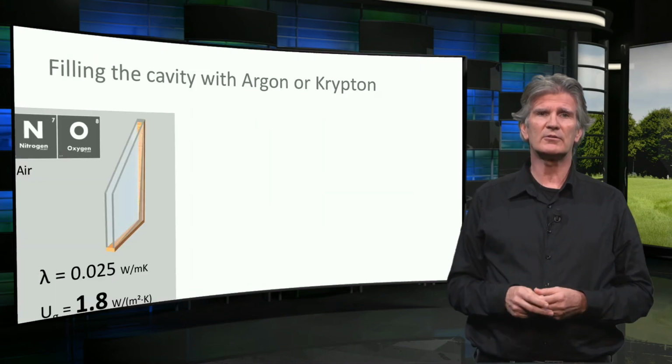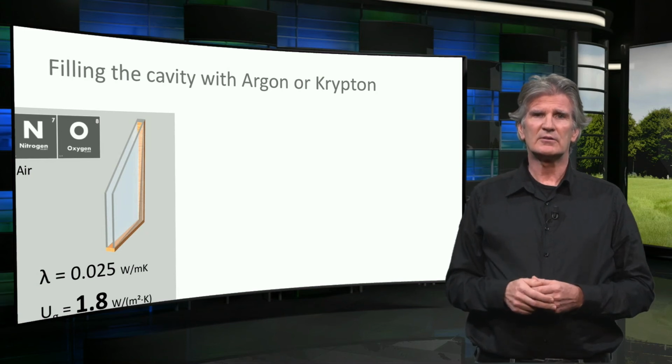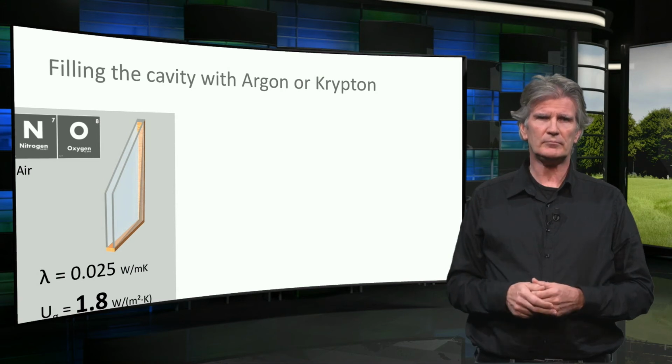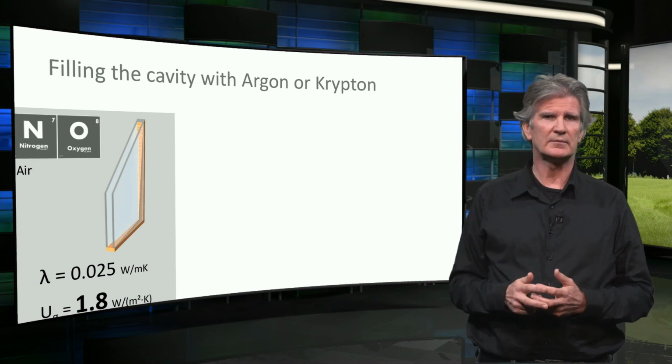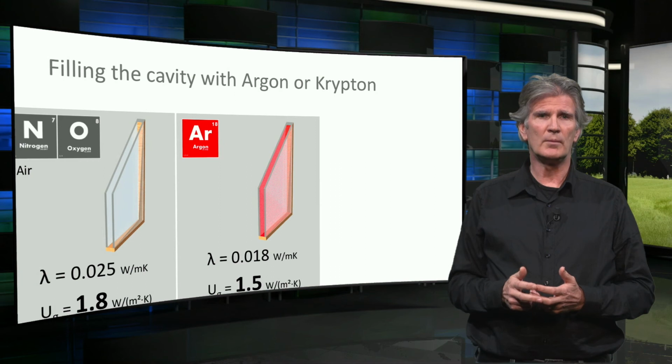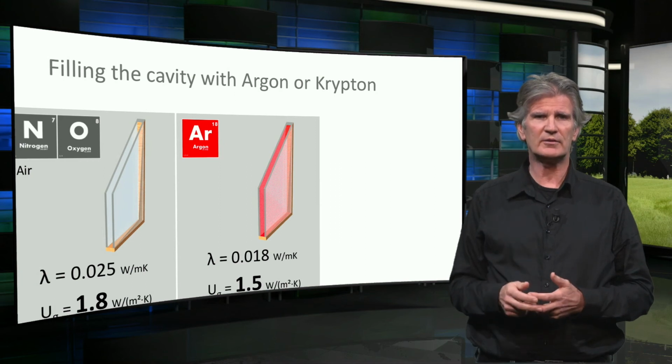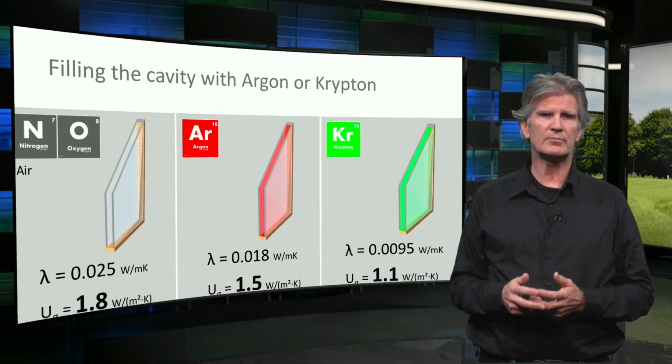And the final technology is to replace the air in the cavity with another gas that has a lower thermal conductivity, like argon or krypton. Starting with double glazing, with a low E coating and an air-filled cavity, the U value is 1.8. It reduces to 1.5 with an argon-filled cavity and to 1.1 with a krypton-filled cavity.